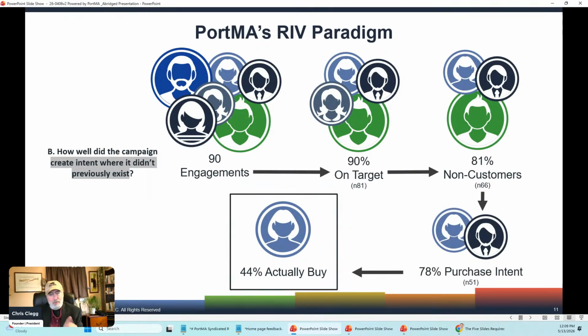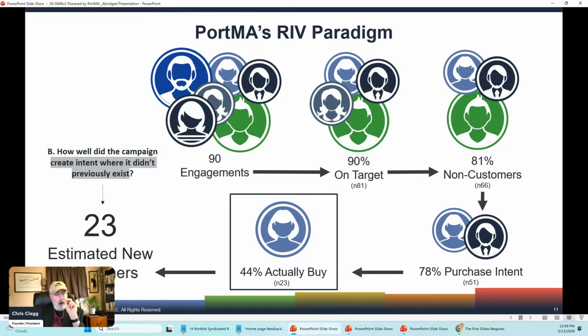And in this case, if we apply that 44% as an example to the 51 potential buyers, we're left with a measure of 23 people that are our estimated new customers. These are people that are leaving the event with an expressed intent to purchase that wouldn't have bought otherwise. And we filter that down significantly to derive an actual purchase measure.